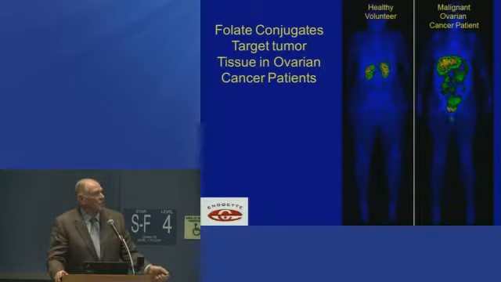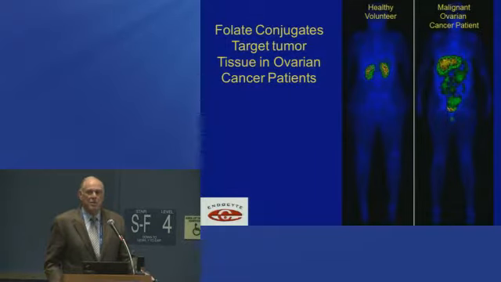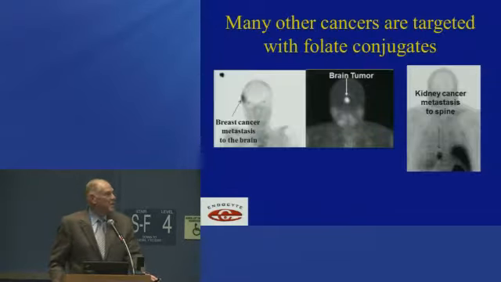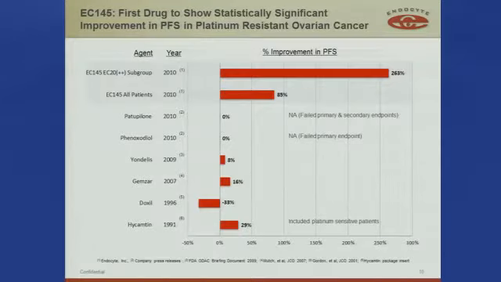And this is a patient with a stage 3 ovarian cancer, and you can see the distribution to the malignant tissue. If the patient had had an inflammatory disease like rheumatoid arthritis, Crohn's disease, ulcerative colitis, atherosclerosis, any of these inflammatory diseases, you would have seen it also at the site of inflammation. Here's a patient with a breast cancer metastasized to the brain. This is a primary brain cancer. This is a kidney cancer metastasized to the backbone. You can see these also.